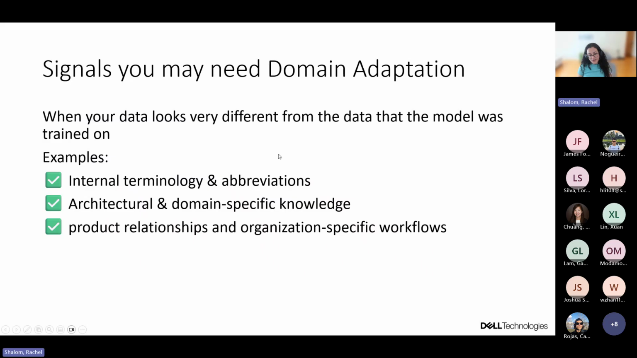This is a summary that says if you're looking for signals for domain adaptation, then you normally ask yourself: does my data look different from the data that the model was trained on? In the context of open source models, the majority of them release, or at least say, what data the model was trained on. You can also look at the benchmark they are showing, and which data it uses, and whether it is relevant to you.